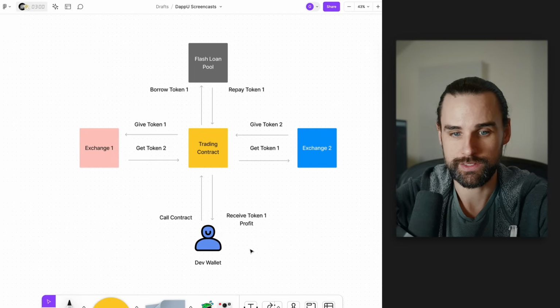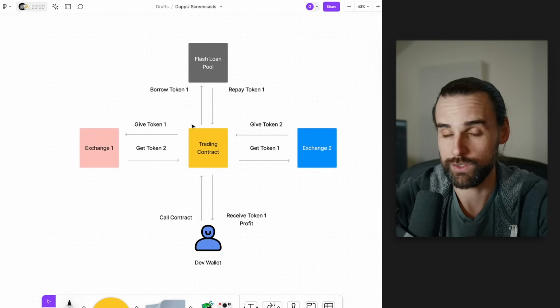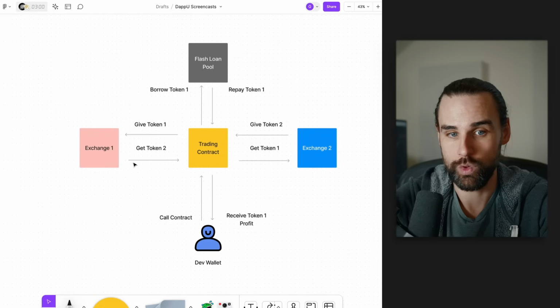And that's exactly what this does. So basically, you have a developer wallet. It talks to your trading contract, okay, which then talks to the flash loan provider to get the tokens that you want to trade, in this case, token one. It swaps them on exchange one for token two, and then it swaps it on exchange two back for token one, and then it pockets the profit.